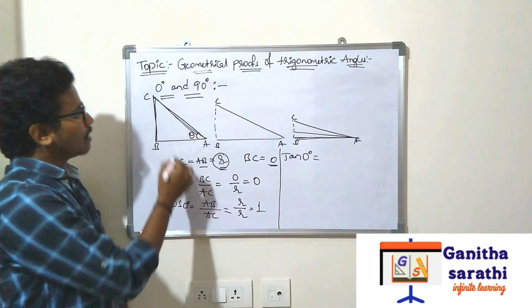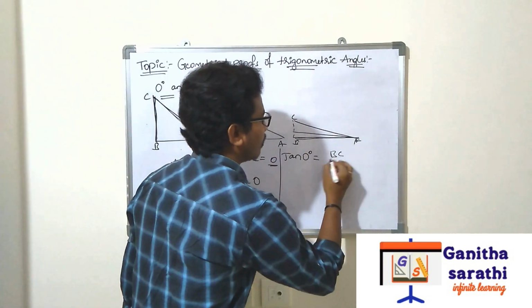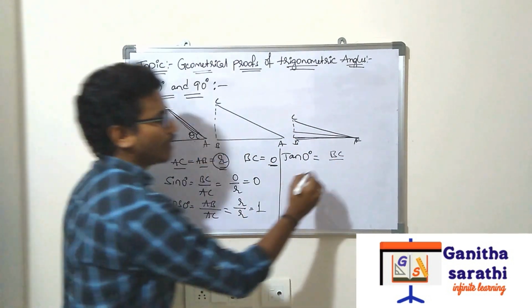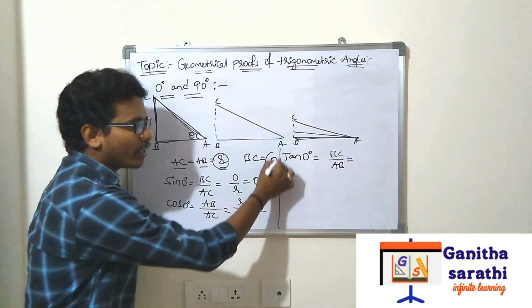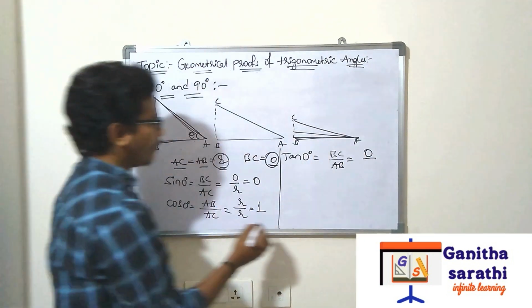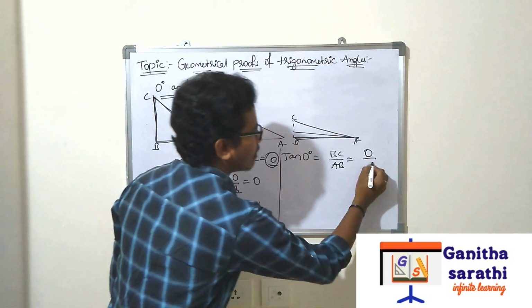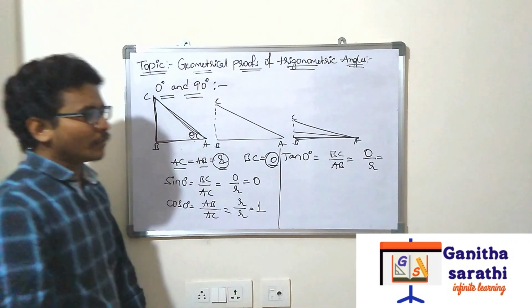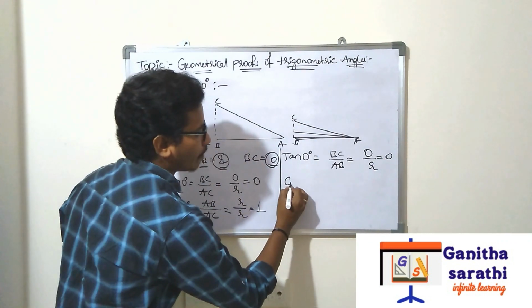Next, tan 0 degrees. The tan formula is opposite side by adjacent side. The opposite side is BC, by the adjacent side, AB. What is the BC value? BC is 0. Next, the AB value is R. 0 by R will be equal to 0 only.